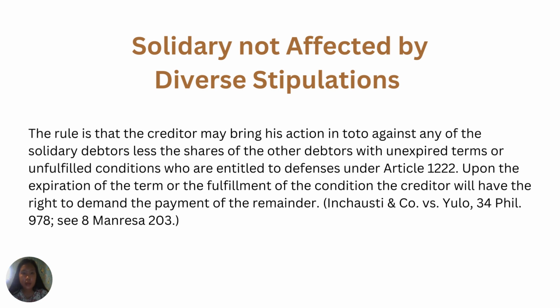So, the meaning of in toto: it is a Latin phrase that means in all or completely. It means that upon the expiration of the term or the fulfillment of the condition, the creditor will have the right to demand the payment of the remainder. However, the parties may stipulate that any solidary debtor already bound may be made liable for the entire obligation.